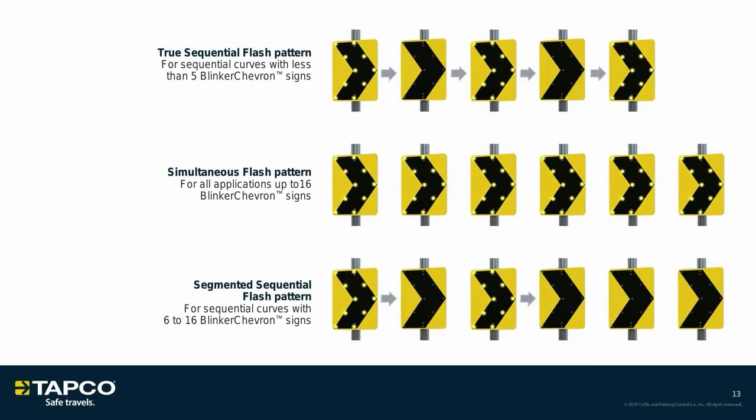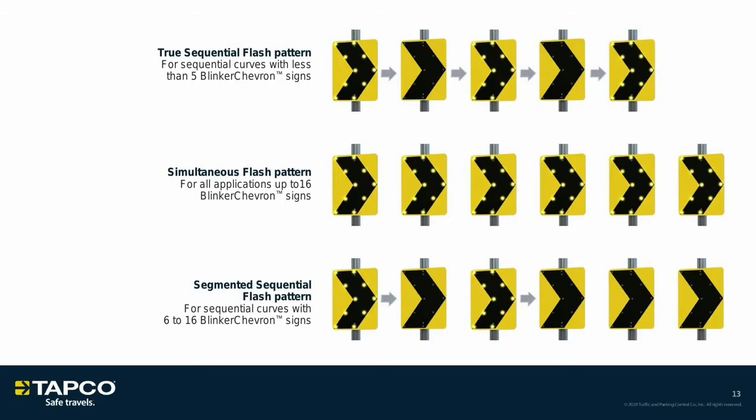Whether it's 24/7 or a radar activated or FLIR activated system, every single sign in that curve will turn on. And the last one is a segmented sequential flash pattern. Again, this is for a 6 to 16 chevron system. We'll guide them through in a sequential pattern that physically shows them where the curve is and almost pulls them through the curve. So those are the patterns that we have. The customer dictates what they feel they want, and then we go from there and design the system.